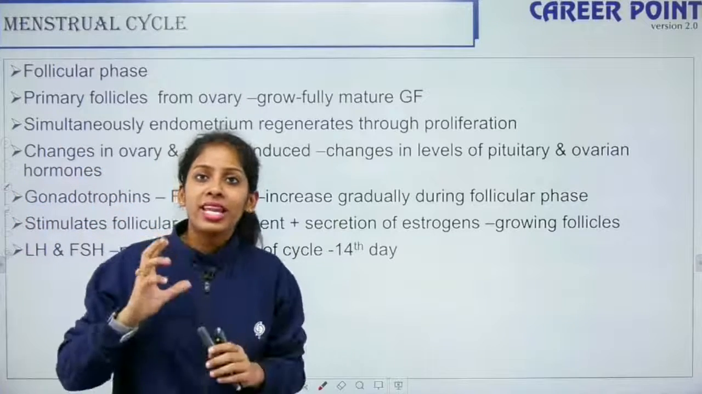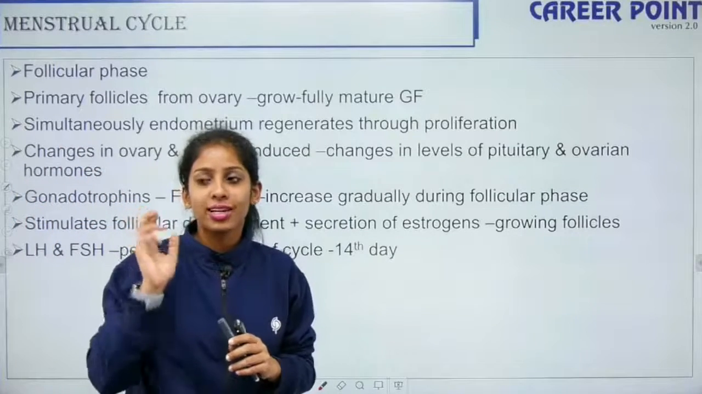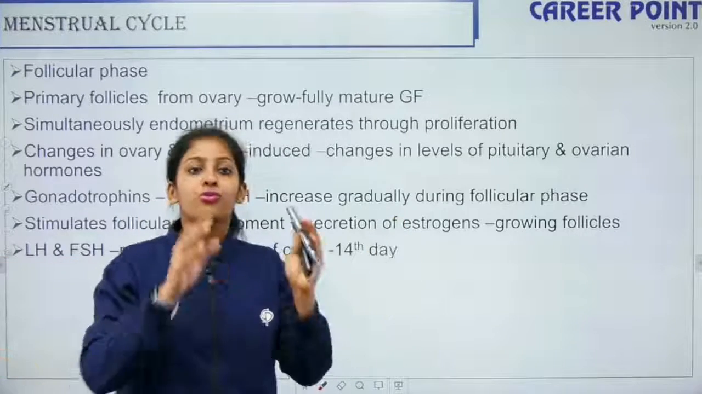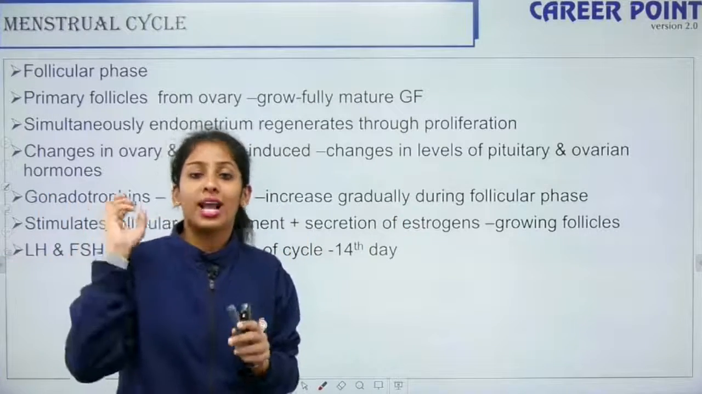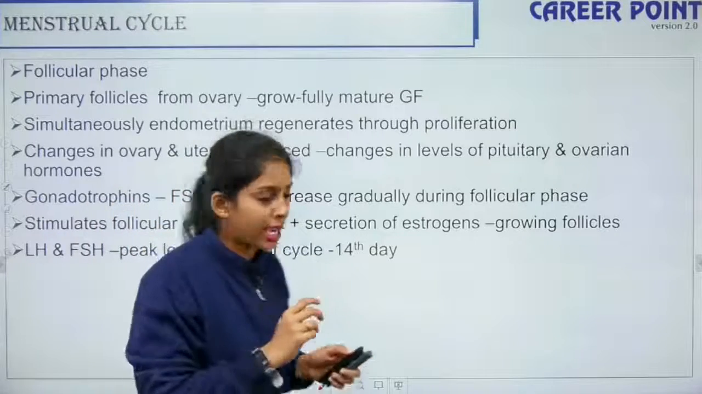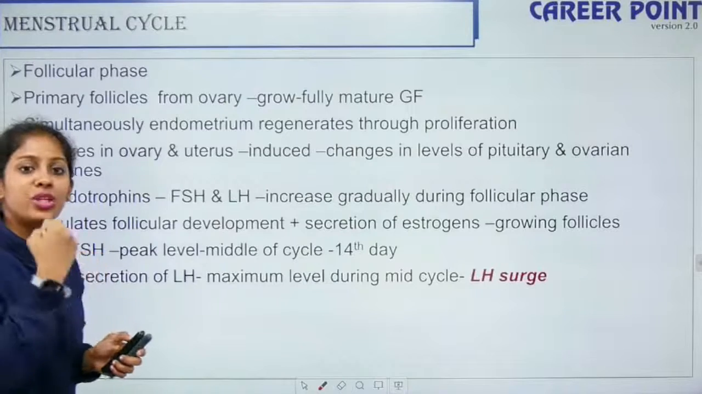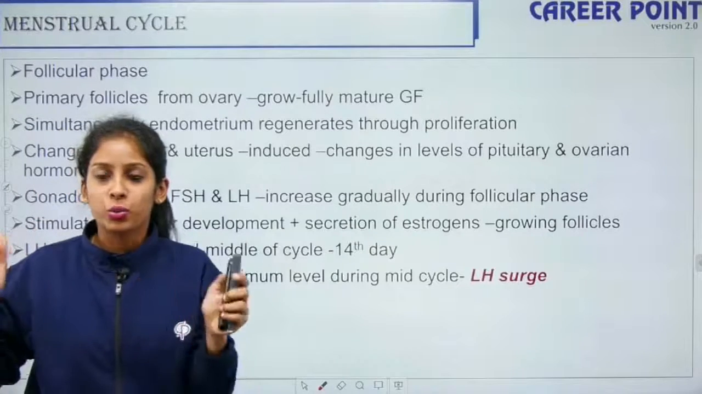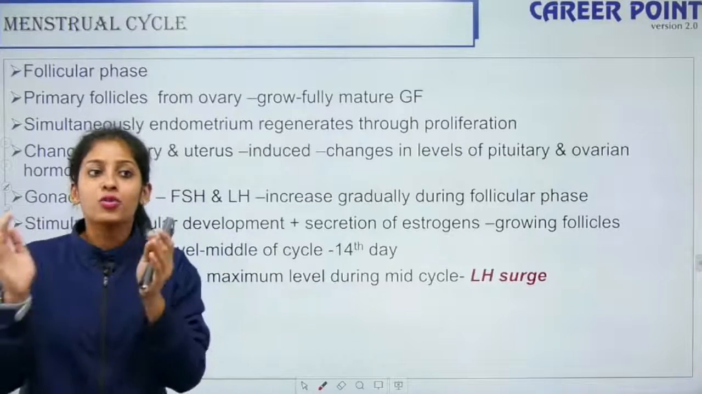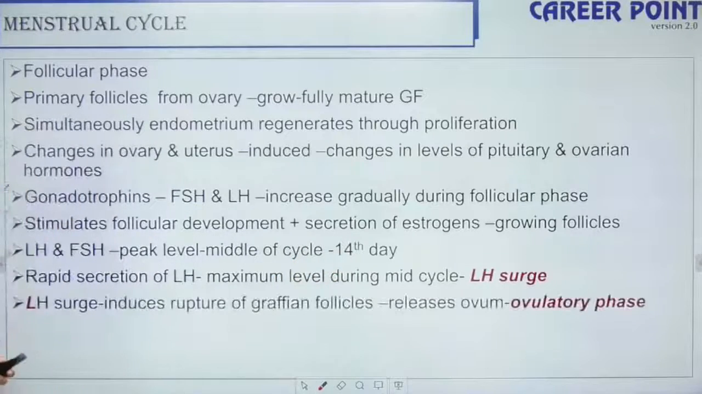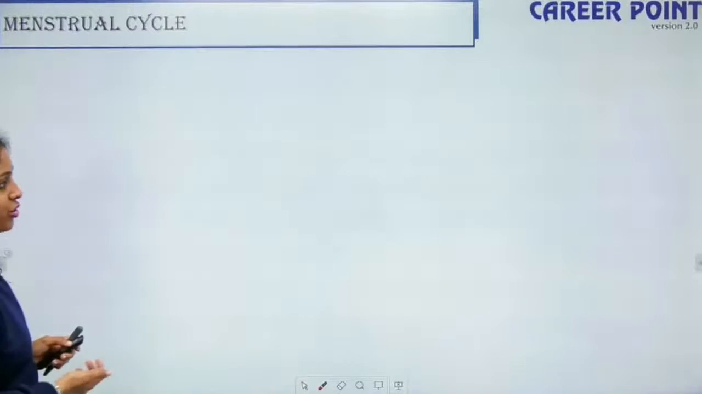So when there's a very high level of LH, that is on the 14th day, that is when the Graafian follicle ruptures. For the Graafian follicle to rupture, your LH concentration should be pretty high. The rapid secretion of LH is the maximum during the mid-cycle. 28 is the average duration, half of 28 is 14. So exactly on the 14th day, you have the LH surge, which releases the ovum, that is your ovulatory phase.